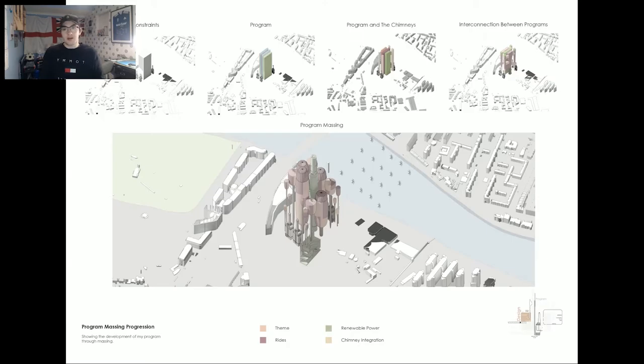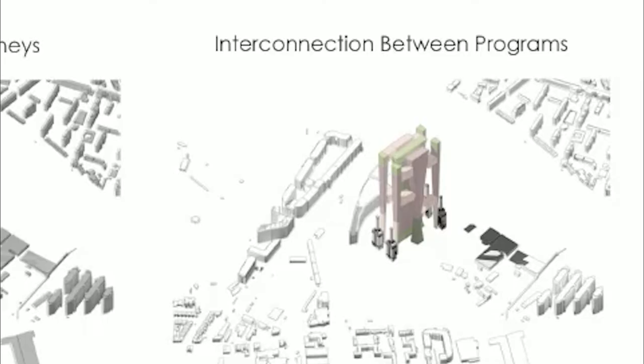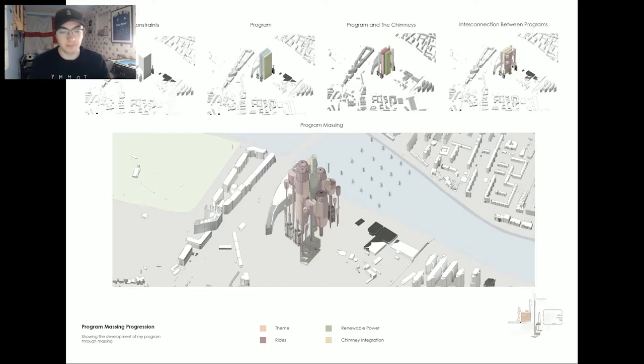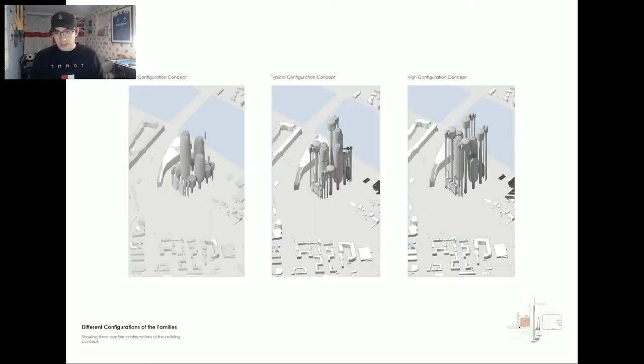What we've got here is the site constraints being divided into a program, the program being influenced by the site again with the chimneys, then developing an interconnection between the programs to finally come to this balloon looking concept. After the balloon looking concept had been described and what I was thinking about doing, the concept of movement was very much present in my notes. So now we're on to term 2.